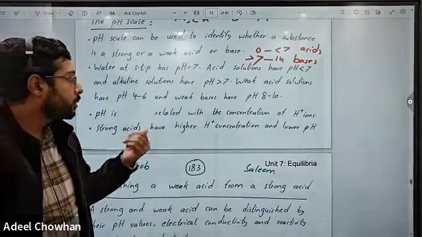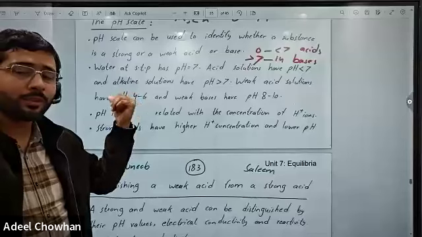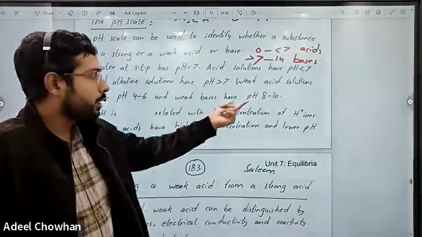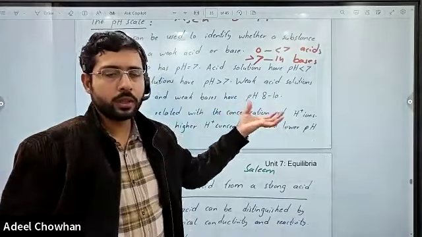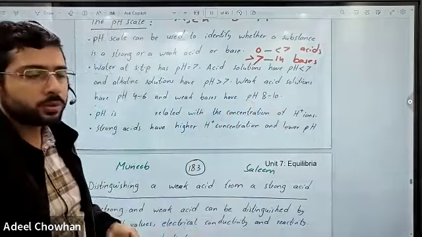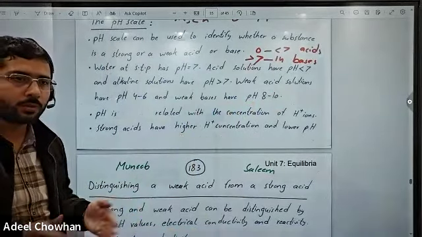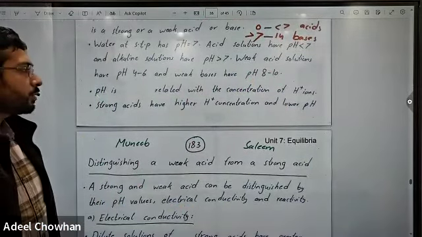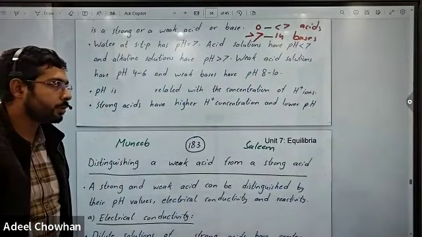For the weak acids, the range is from 4 to 6, which means the values less than 4 will indicate the strong acids, whereas the value greater than 10 will indicate the strong bases. So these are also some of the values to differentiate the strong acid from weak acid and strong base from the weak base. pH is related with the concentration of the hydrogen ions. Strong acids have higher hydrogen ion concentration and lower pH.